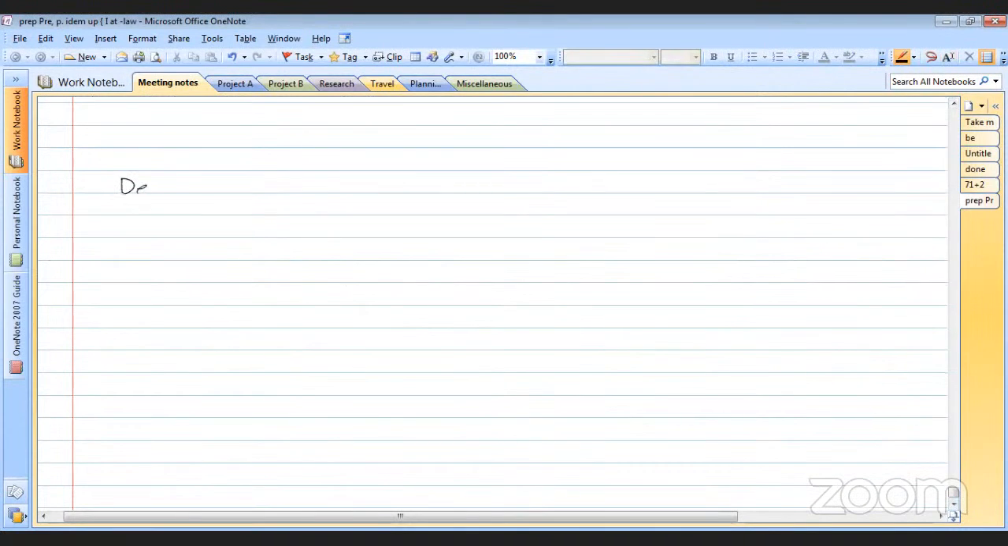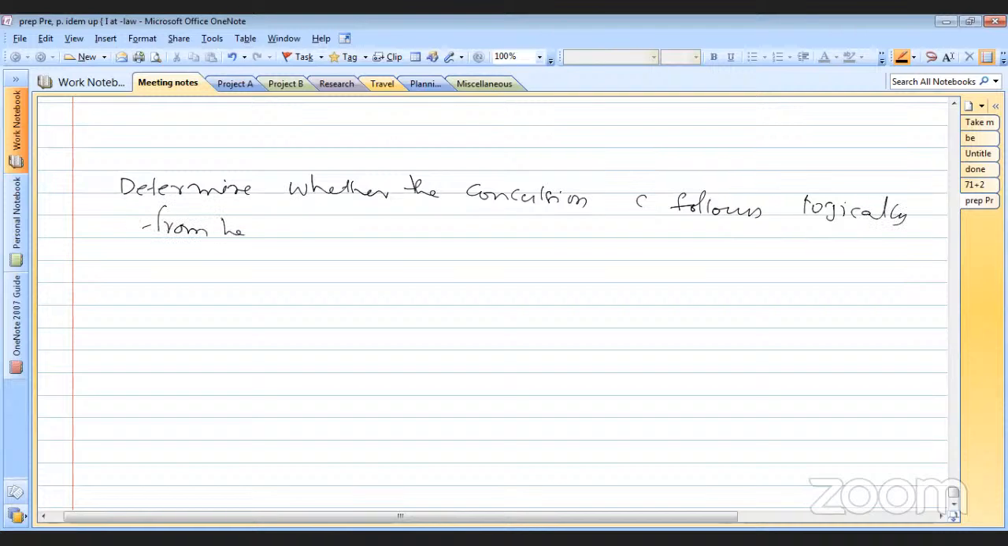Then determine whether the conclusion C follows logically from the premises H1, H2. So H1 is P stands to Q, H2 is negation of P or Q, and C is negation of P. So P stands to Q, negation of P or Q, C negation of P.